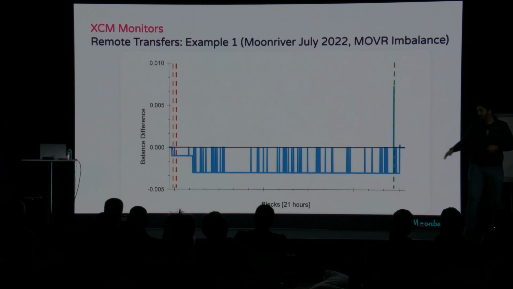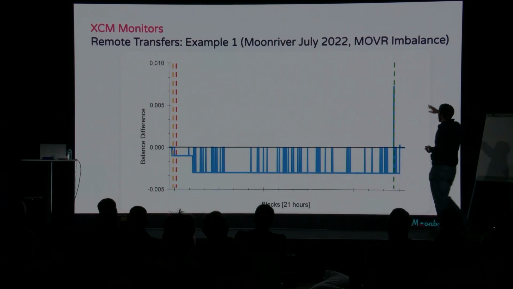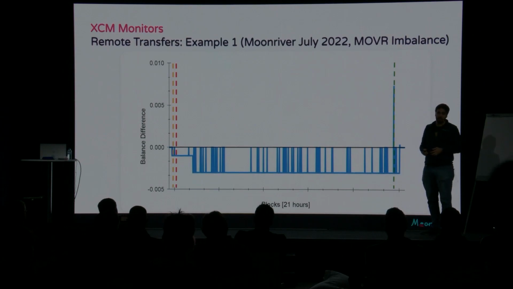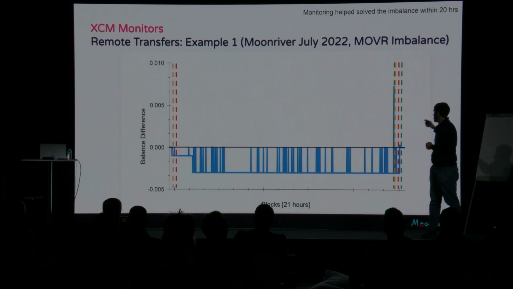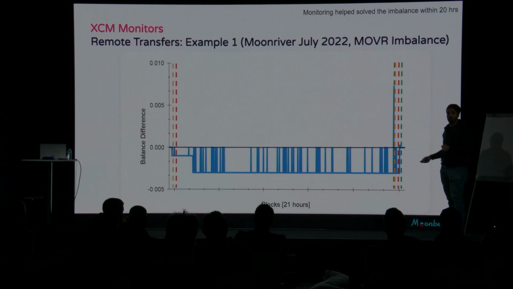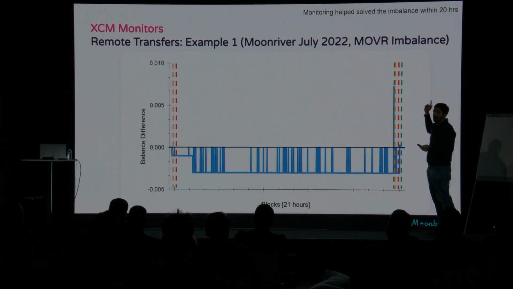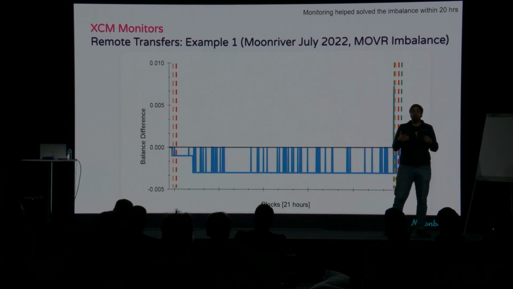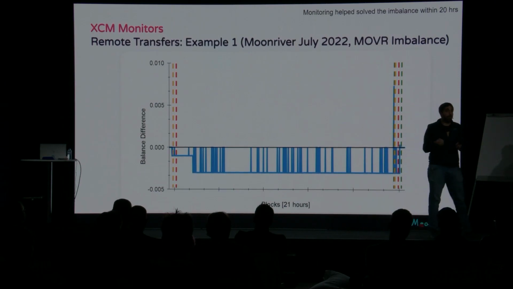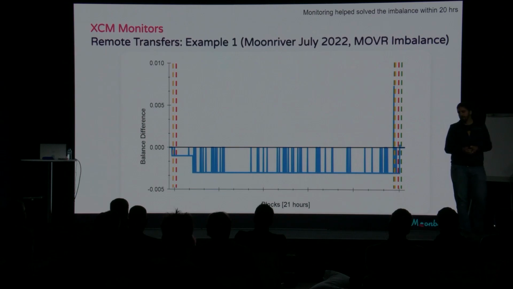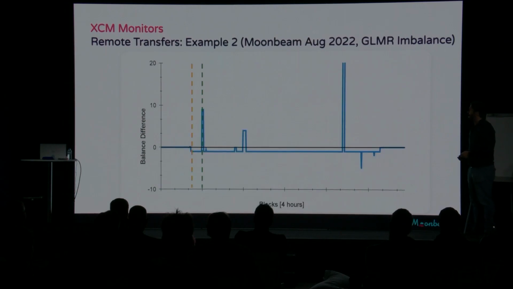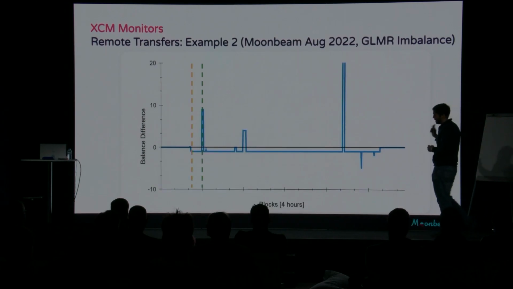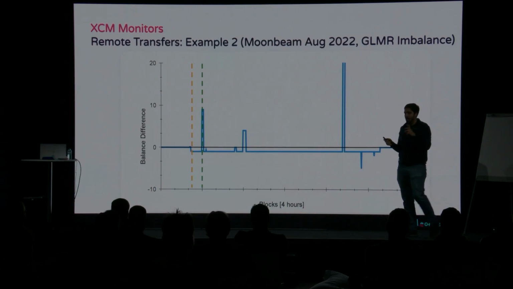So after a lengthy period of around 20 hours, the monitor was able to resolve itself, but quickly there was another trigger, another alert, and an immediate resolution. However, the monitoring tool actually helped us solve this issue, the imbalance with Mover, in roughly 20 hours. I'm not sure what would have happened if this monitor was not in place, because who is actually looking at that, right?